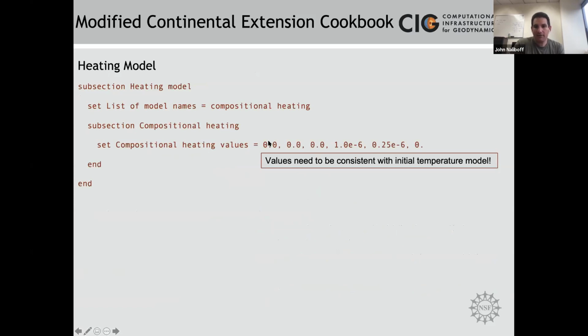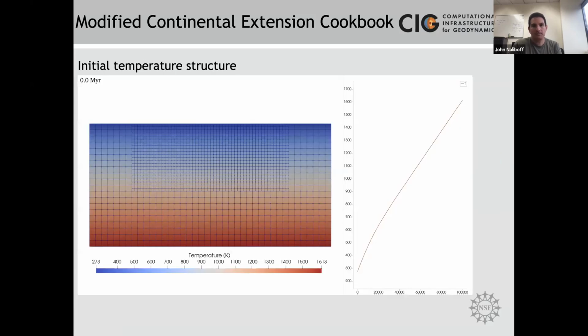conditions. We have to have these values consistent with the values we use in the initial geotherm. And so then I use the value of 1e minus 6 for the upper crust, a value of 0.25e minus 6 for the lower crust, and 0 for the mantle, 0 for the background. And then these 2 values right here represent the non-initial plastic strain and the plastic strain. So there's a way to specify them, but they're not actually used. But the important thing to note is the values specified here need to be consistent with the initial temperature model used and the constants you use there to drive that initial temperature field.